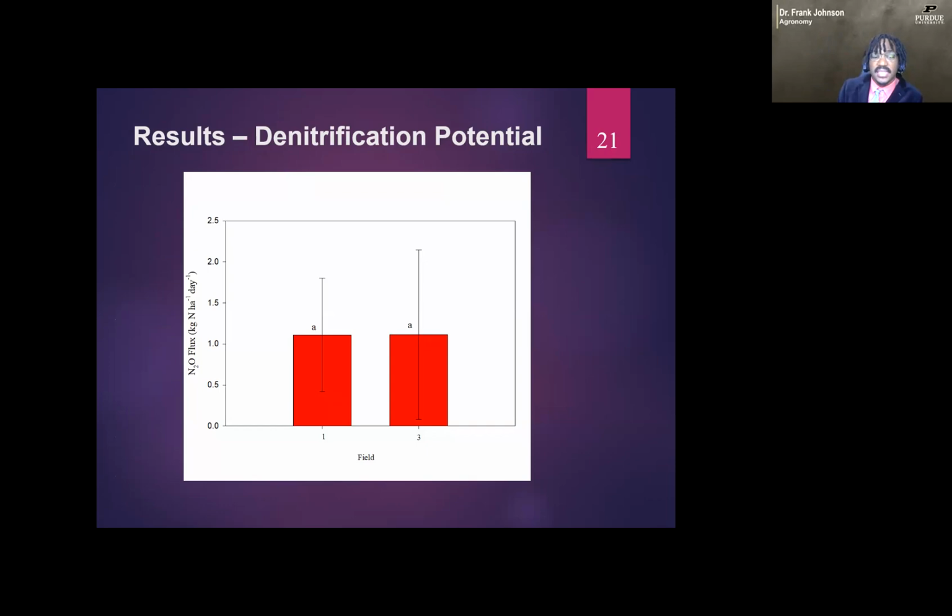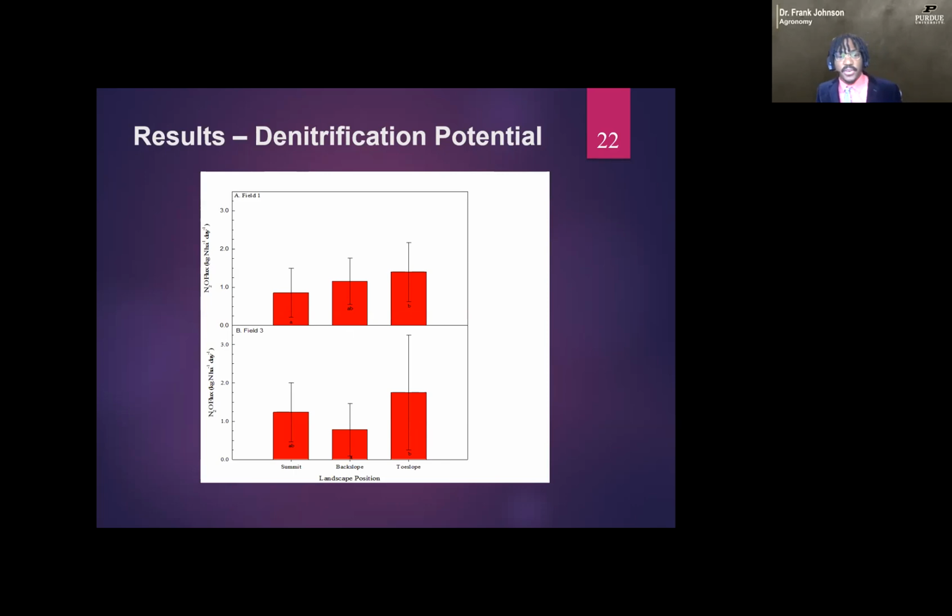Here on our x-axis, we have field, and on our y-axis, we have our nitrous oxide flux in kilograms of nitrogen per hectare per day. So as you can see, there were no significant differences between the two fields. They were both just above 1.0 kilograms of nitrogen per hectare per day. However, field 3 had higher variability in denitrification potential compared to field 1.